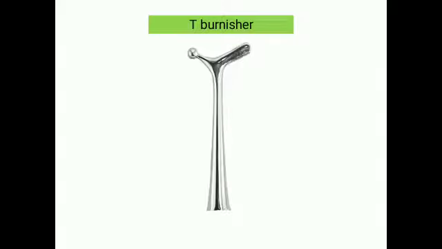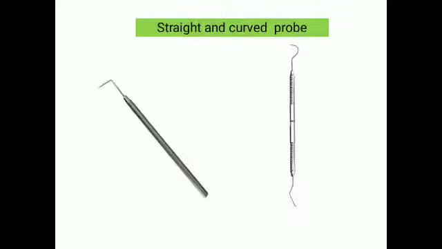T burnisher. One end should be round and one end should be flat. It should be useful for the detection of the posterior palatal seal area. Straight and curved probe. It is mainly used as diagnostic instruments.